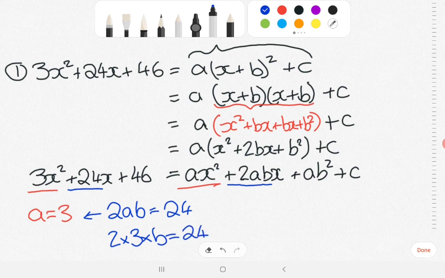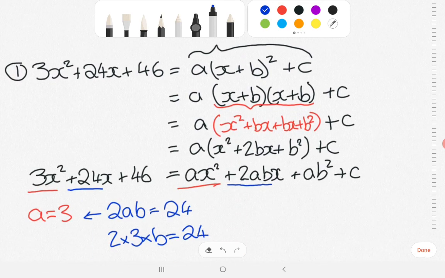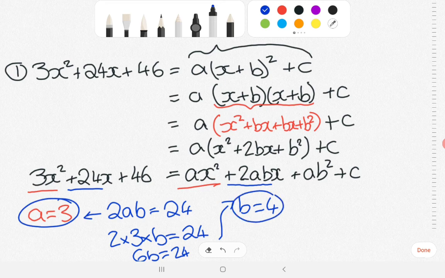Let me just give myself a wee bit more space here. Oh, of course, I'm right at the bottom. So 6b is 24. And we're just going to sneak this up here because I've run out of space. So that would mean that b is 4. Hopefully that makes sense. So I've worked out what a is, I've worked out what b is, so the only thing that's left is to work out what c is.